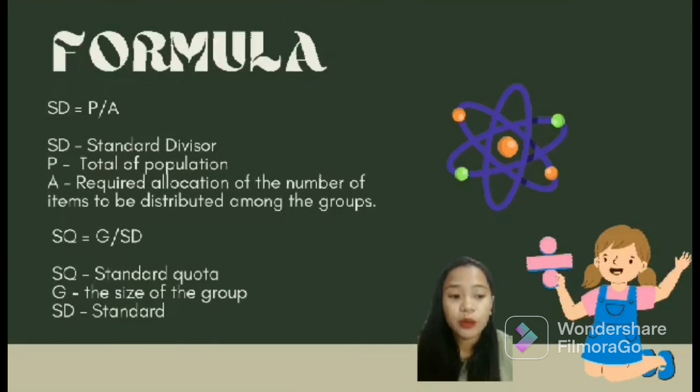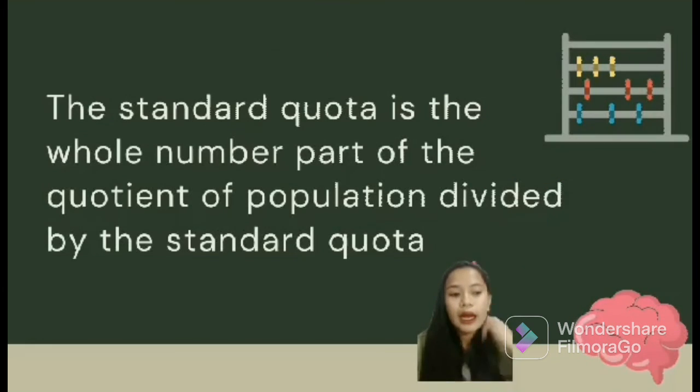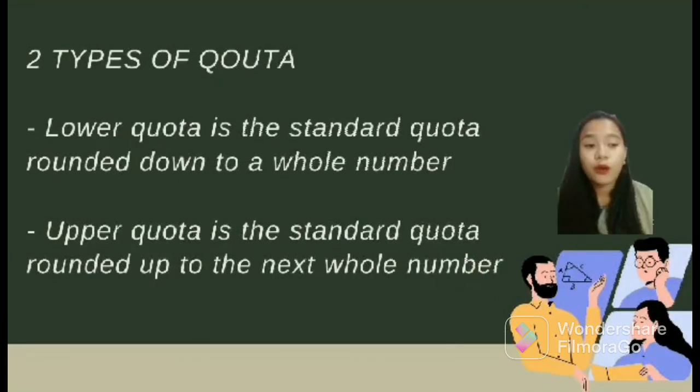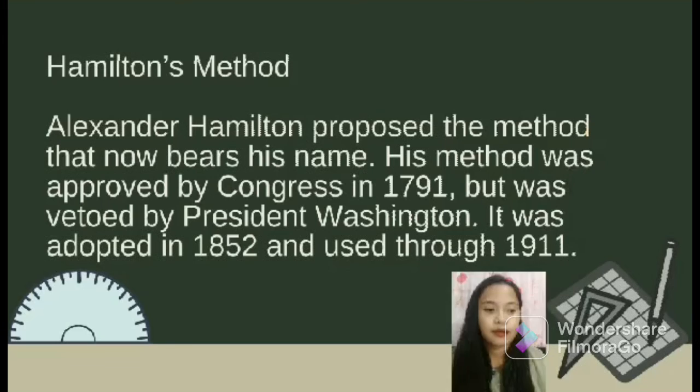And SQ is equal to G divided by SD. SQ stands for standard quota, G stands for the size of the group, and SD is the standard divisor. The standard quota is the whole number part of the quotient of the population divided by the standard divisor. We have two types of quota, the lower quota and the upper quota. Lower quota is the standard quota rounded down to a whole number. Upper quota is the standard quota rounded up to the next whole number.